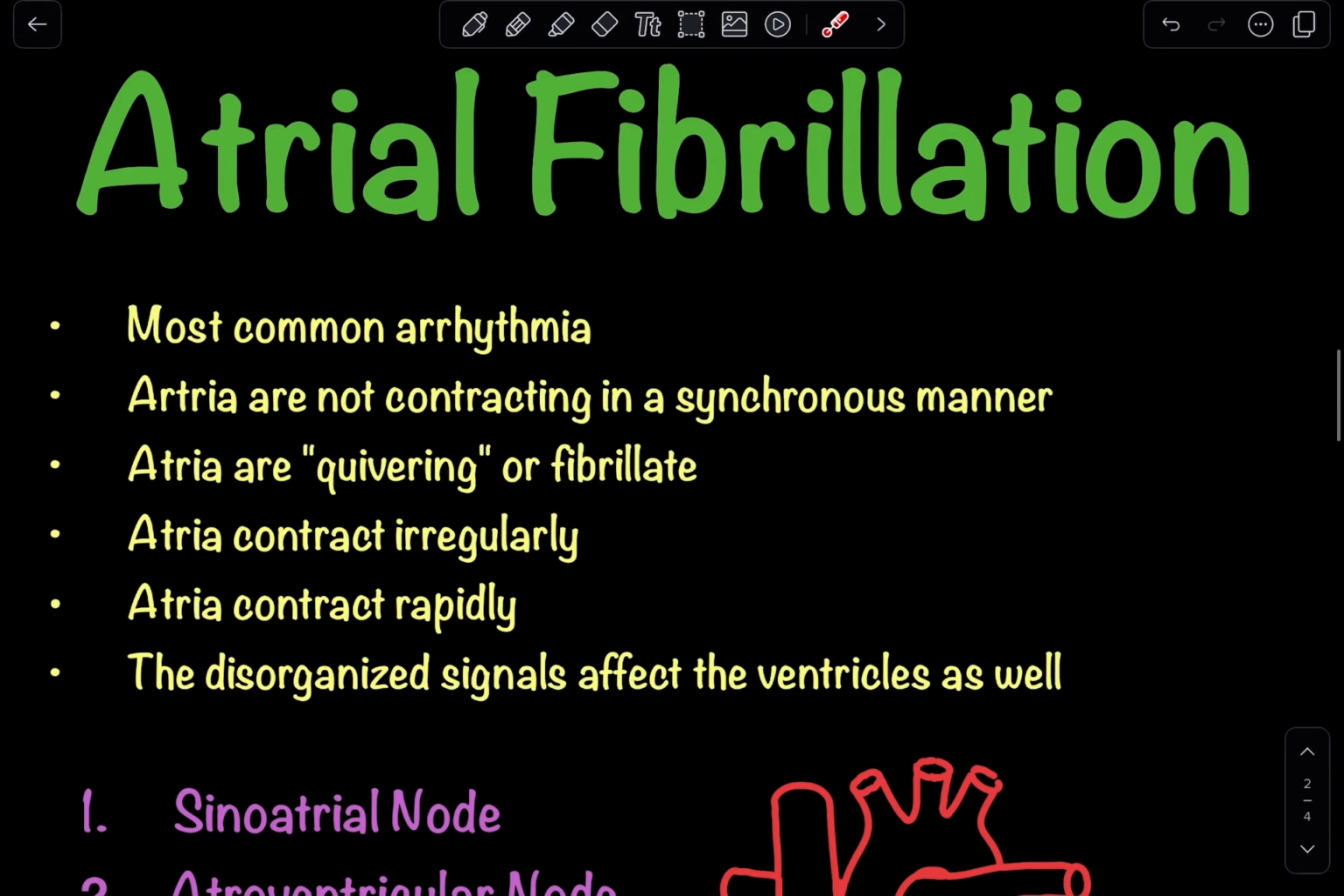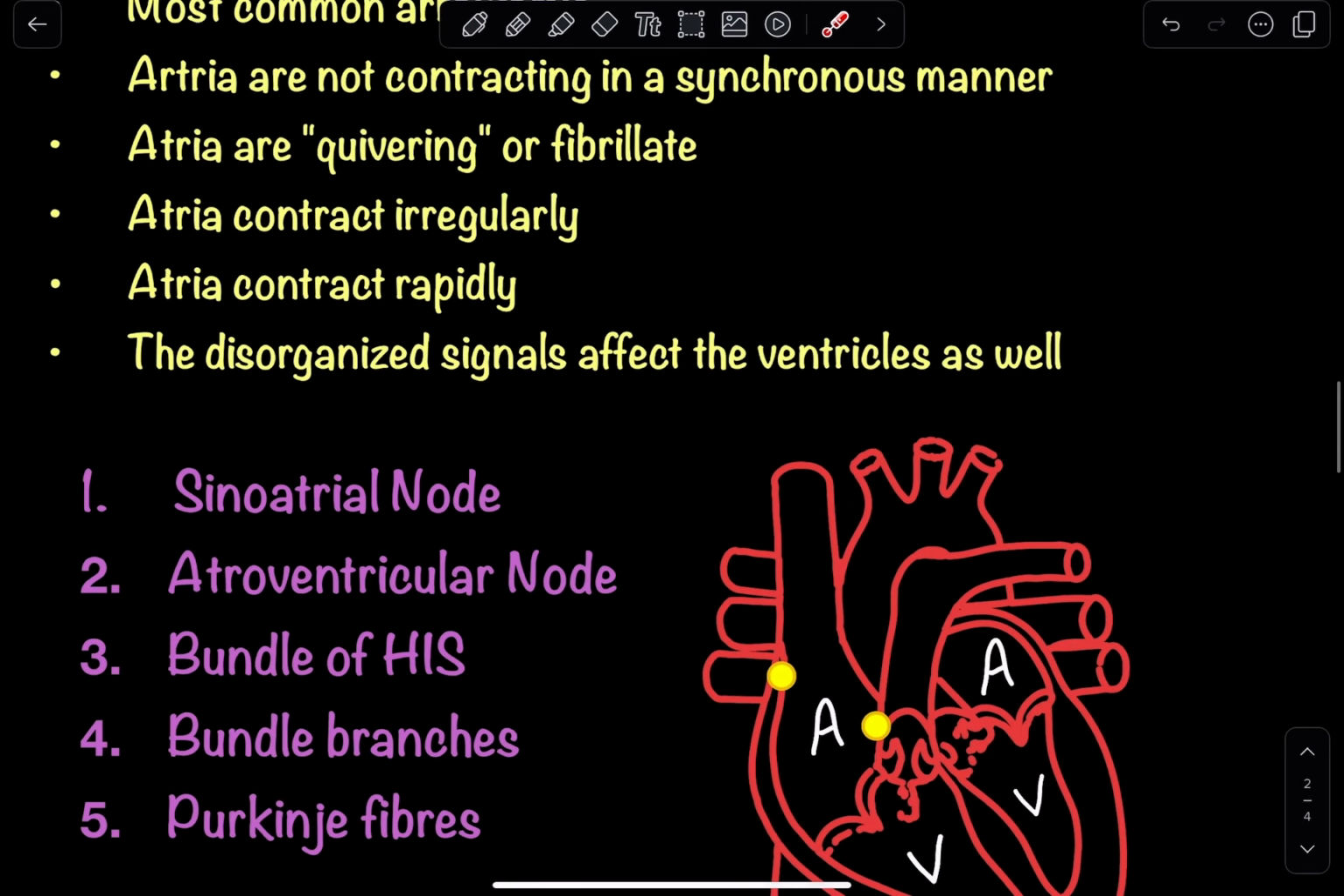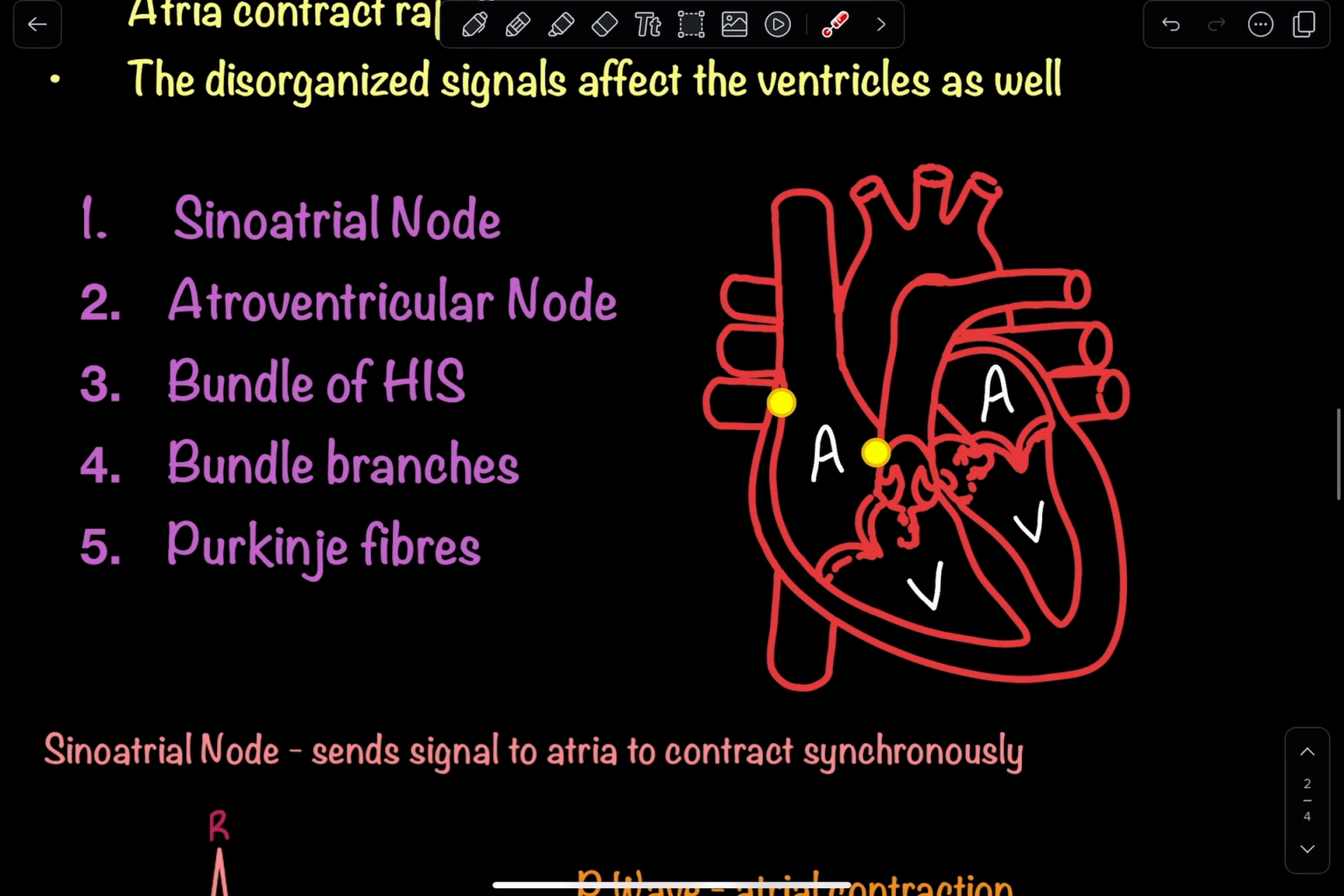Now, in atrial fibrillation, essentially what happens is that we have external signals coming in from the myocardium. Now, there's two ways in which we can have these abnormal signals. We can either have re-entry circuits in the atrial myocardium, which are going to cause electrical impulses to collide and cancel out. So then the AV node is going to pick up signals that are very irregular, causing the heart to contract in an irregular manner.